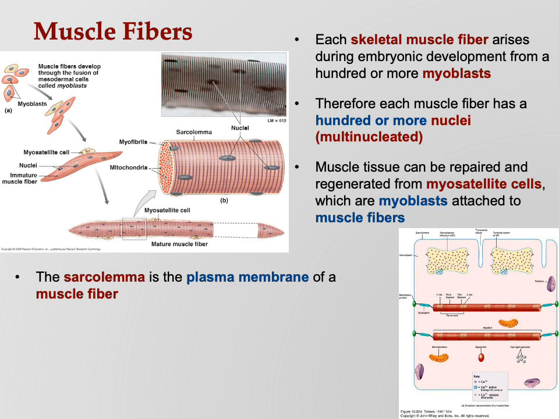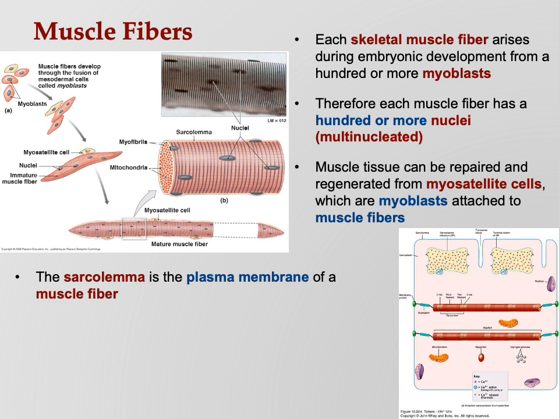The sarcolemma is the plasma membrane of a muscle fiber. Remember, every cell in your body is surrounded by a phospholipid bilayer, what we call the plasma membrane. Muscle cells, remember, muscle fiber, muscle cell, same thing, are different than most cells in your body because they're multinucleated, and they're huge by comparison. So they have a big, huge membrane that covers the entire cell. That's called the sarcolemma. Remember, sarco means muscle. So the sarcolemma is nothing more than the cell membrane of a muscle cell.